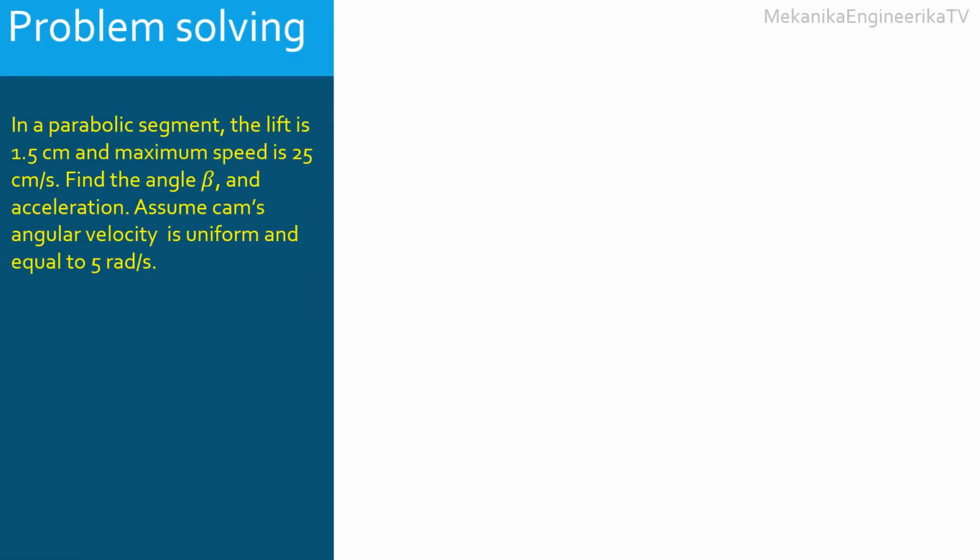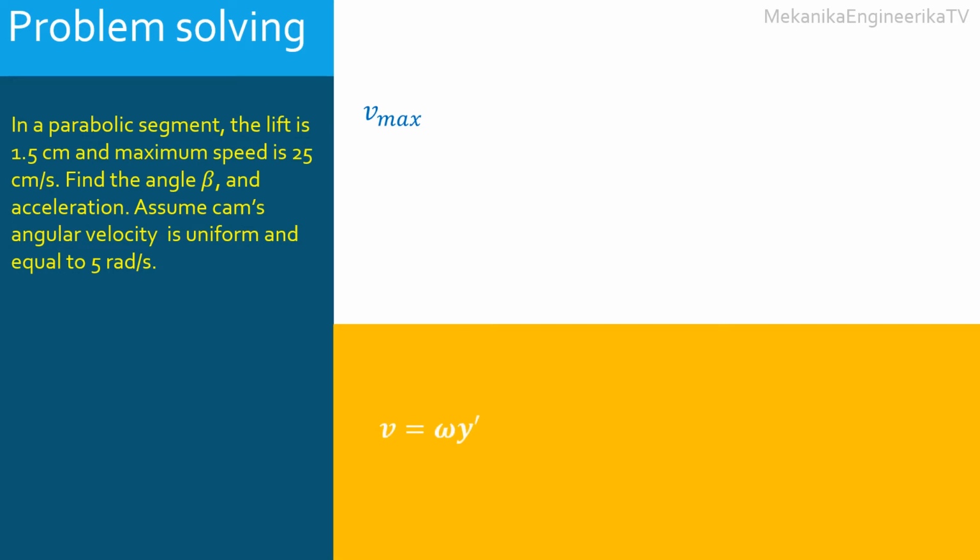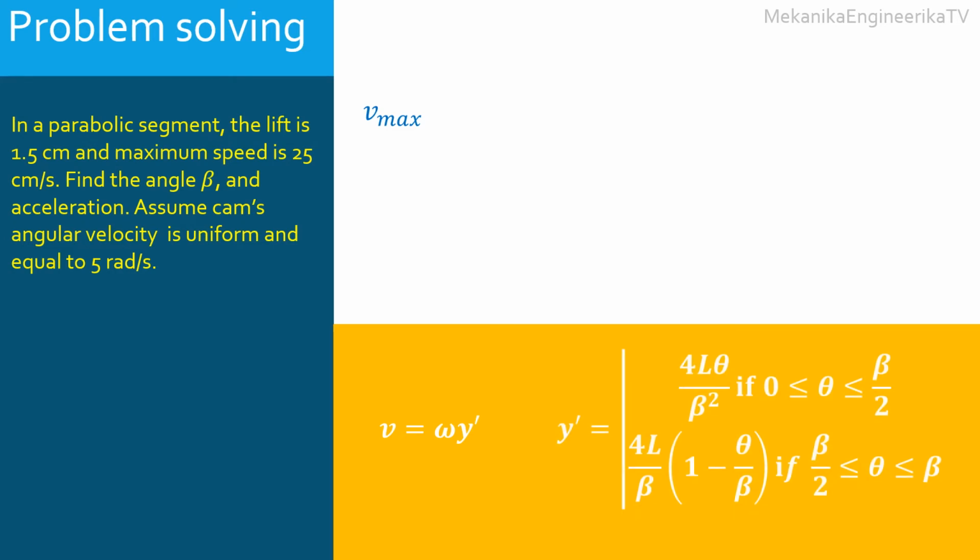In order to solve this problem, we need first to express V max, the maximum velocity. We recall that velocity is equal to omega y dash. And y dash is equal to 4L theta divided by beta squared in the first half, and 4L over beta times 1 minus theta over beta in the second half. It's clear that velocity is maximum for theta equal to beta over 2. To get V max, we substitute theta by beta over 2 in any of the expressions of y dash, and we multiply by omega. Thus V max is equal to 2 times L times omega, divided by beta.